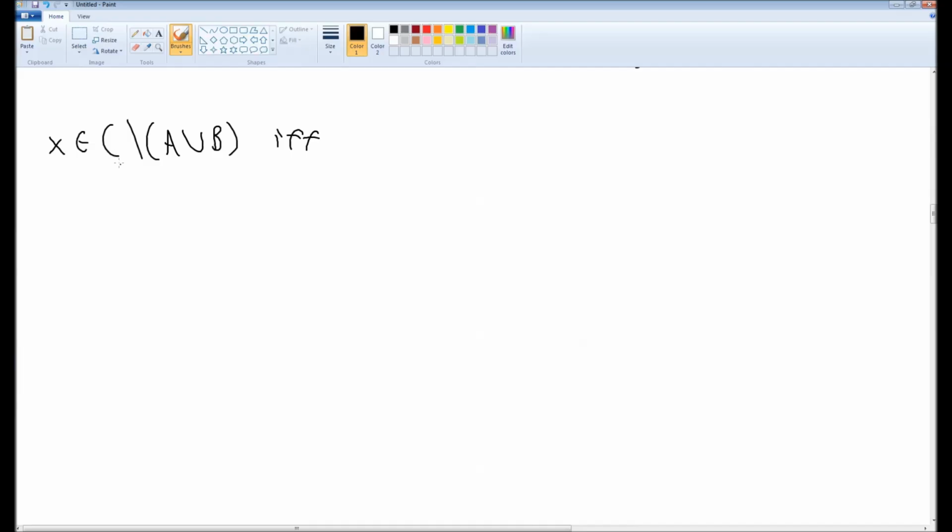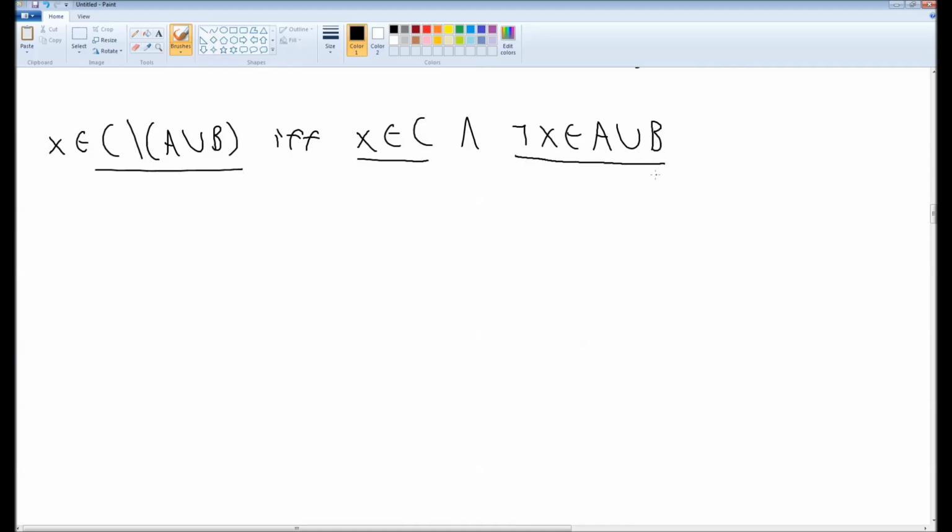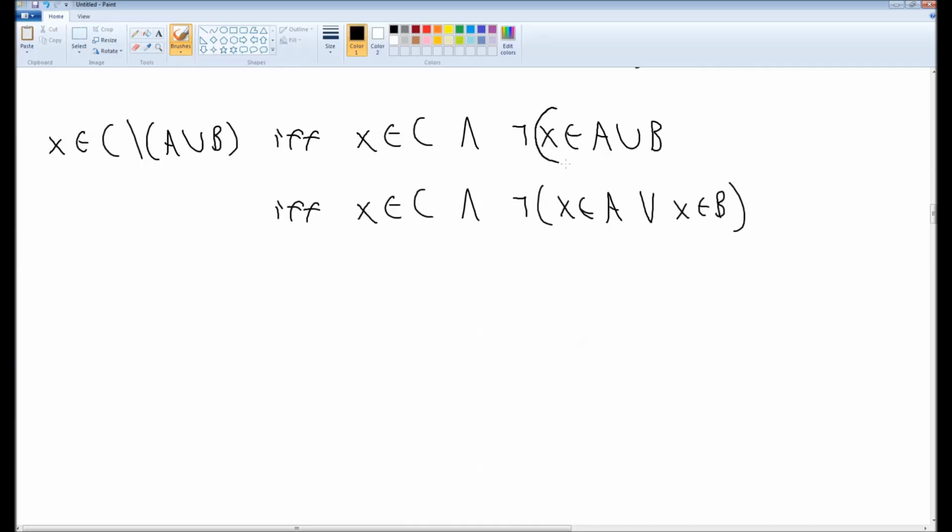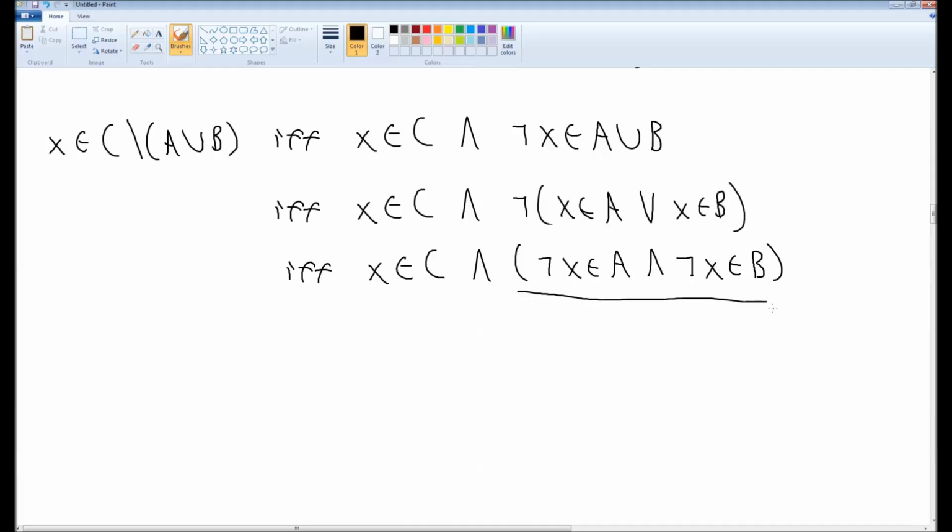All right, now let's prove the second part of De Morgan's law. Being in this set is the same as saying you're in C, but you're not in this union. So this is the same as saying X is in C, and it's not true that X is in the union. Okay, now this part we can rewrite like this, X is in A or X is in B. But now we can use De Morgan's law from logic to distribute this not sign, but then our "or" symbol changes into an "and". So we can rewrite it like this.